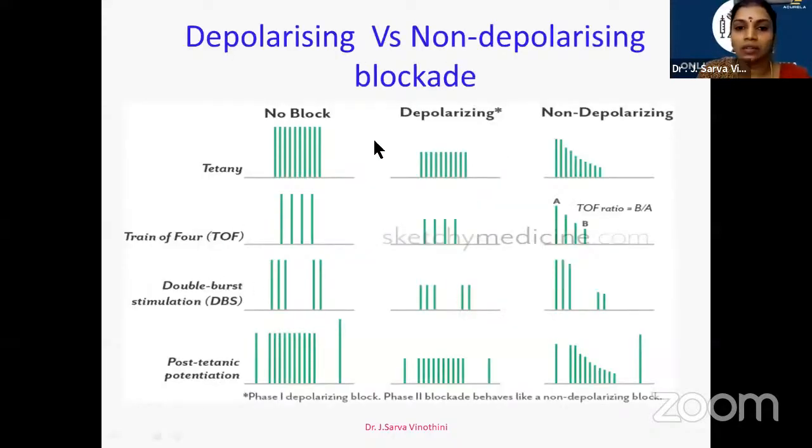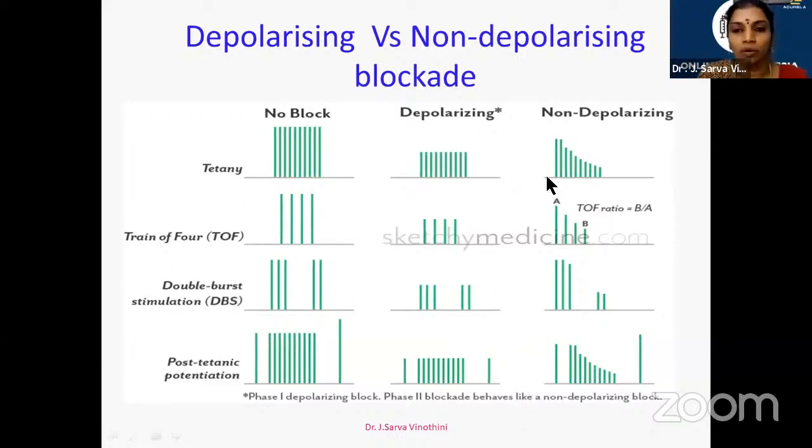So we can see the difference between depolarizing and non-depolarizing. In depolarizing, there is a uniform depression of the twitch. There is no variation, so all of them show the same response. So with tetany, there is a uniform twitch suppression, TOF also shows uniform twitch suppression, double burst also. So everything is the same, and there is no post-tetanic potentiation also.